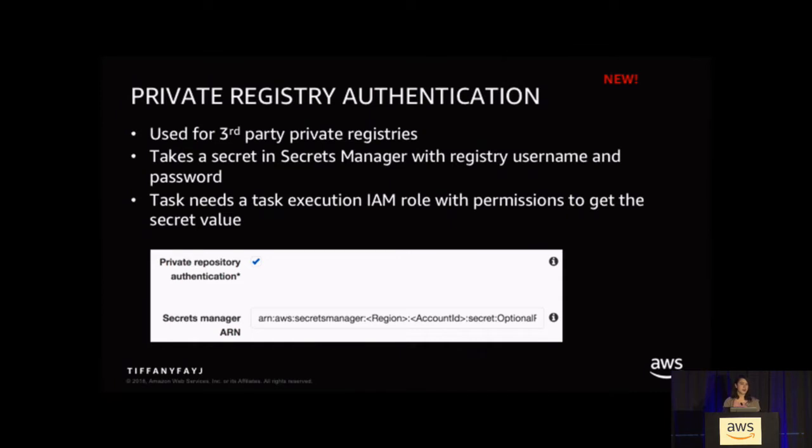And in order to be able to do that, you need to create a task execution role. And I will talk a little bit about what a task execution role is a little bit later. But basically, that role will need permissions so that ECS has the ability to actually get the secret value.